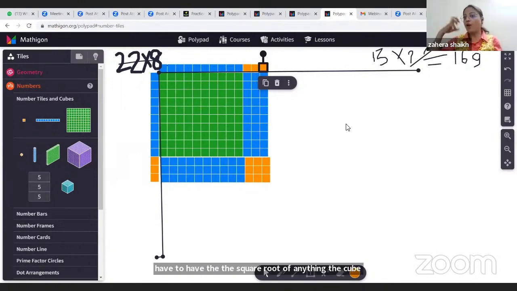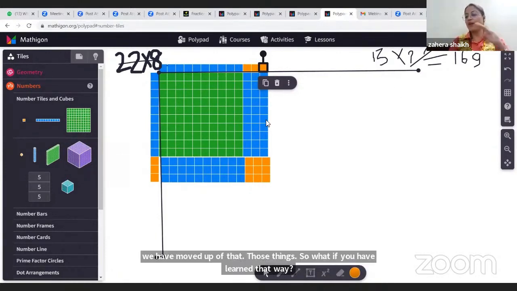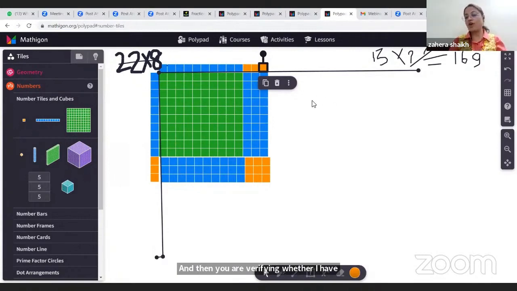So we have mugged up all those numbers, the multiplicative facts: 12 12s are, 13 13s are, 14 14s are. We have mugged up those things. So what if you have learned that way and then you are verifying whether you have got the correct answer or not? That is what you are doing in mathematics using manipulatives, right?